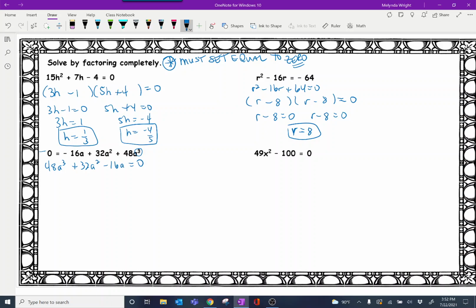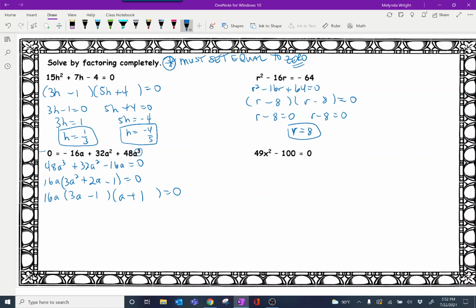Okay, so now let's factor out 16a. So 48 divided by 16 is 3. A cubed divided by a is a squared. 32 divided by 16 is 2. A squared divided by a is a. And then 16a divided by 16a is 1. Okay, very nice. So what we have here is 3 terms, so we're going to factor like FOIL. I have factored it already. It does turn out to be 3a minus 1 and a plus 1.